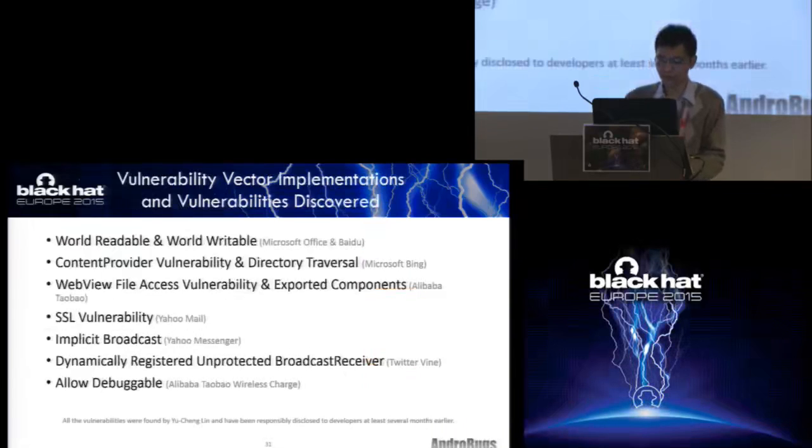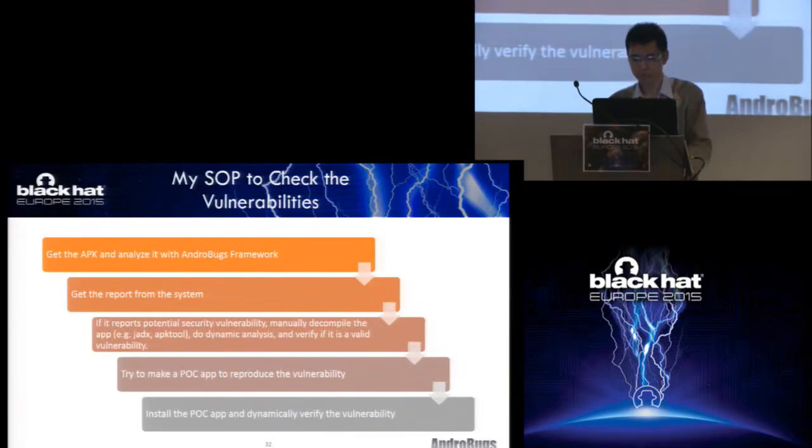Okay, so I'll introduce some vulnerability findings by myself. Because of the time constraints, I want to give you a few examples of vulnerabilities and how I implemented them in AndroBugs Framework. Some of the vulnerabilities are interesting findings while researching the code. So this is my routine to verify the vulnerabilities. First, I get the APK and analyze it with AndroBugs Framework. The system will generate a report after finishing the scan. If it reports potential security vulnerabilities, I manually decompile the app with other tools like APKTool, JD-GUI, etc., and do dynamic analysis to verify if it is a valid vulnerability.